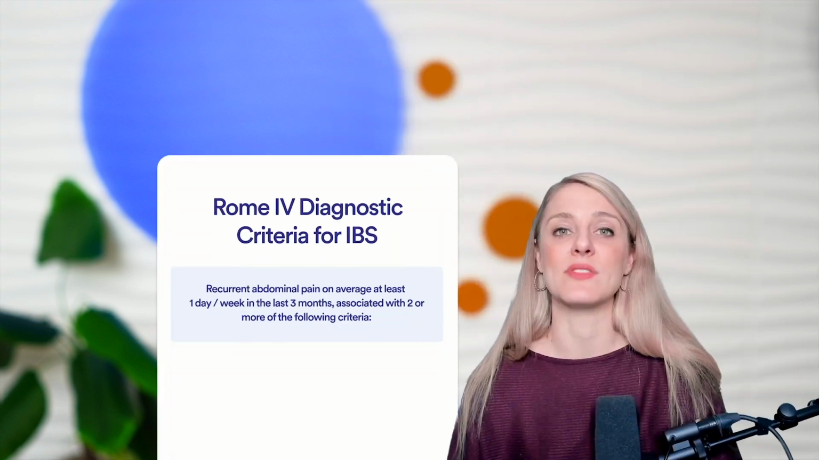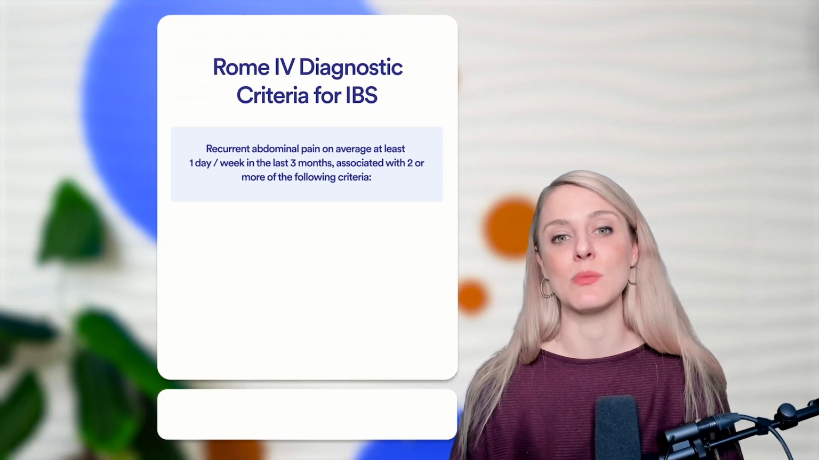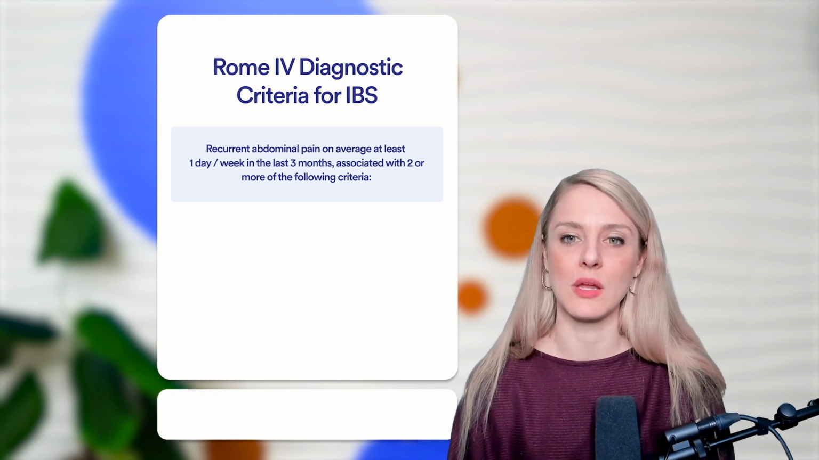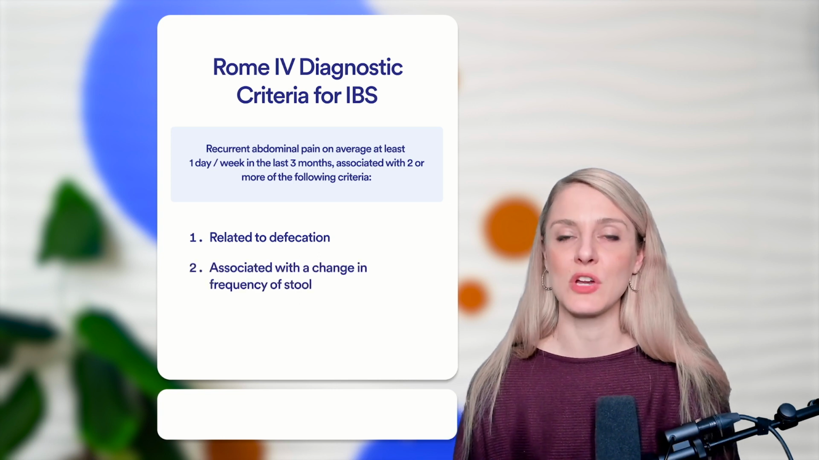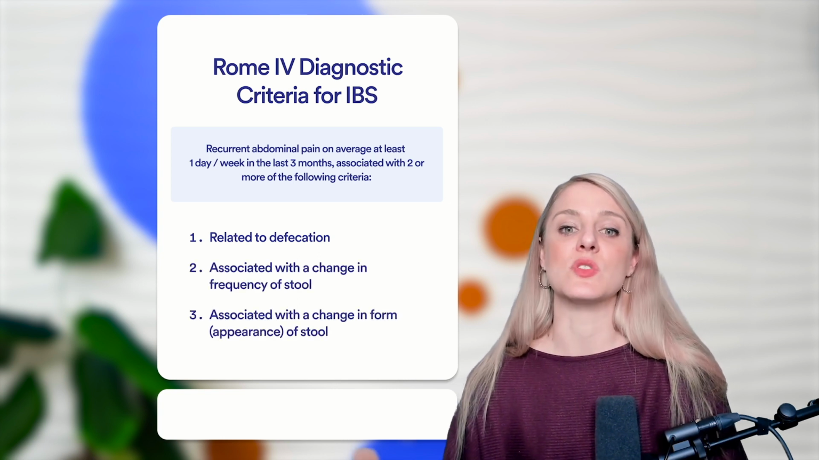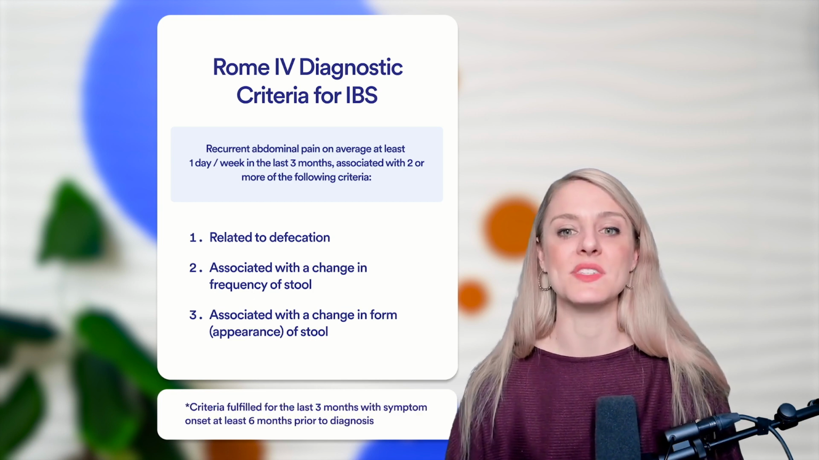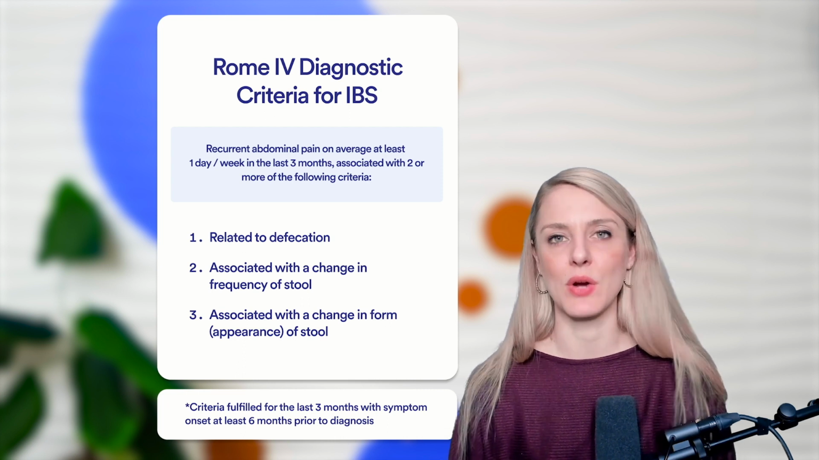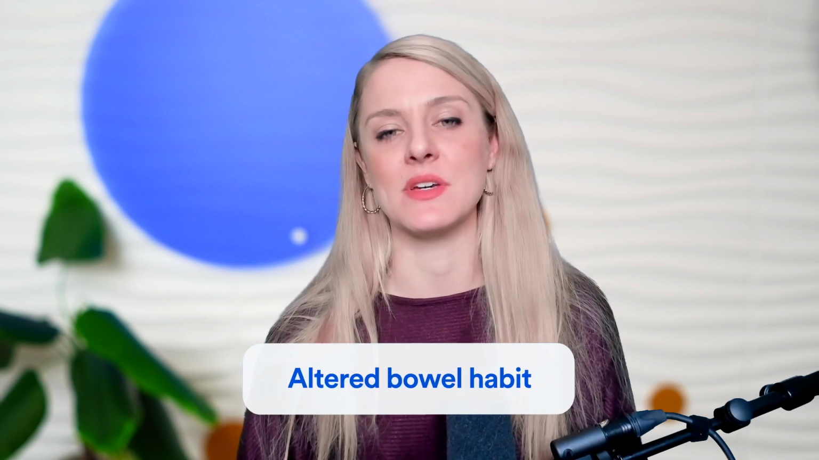And the Rome 4 diagnostic criteria for IBS stipulates that you have to have recurrent abdominal pain, on average at least 1 day per week in the last 3 months, associated with 2 or more of the following criteria: related to defecation, associated with a change in stool frequency, associated with a change in stool form or appearance. And these criteria have to be fulfilled for the last 3 months, with symptom onset at least 6 months prior to diagnosis. So basically, an IBS diagnosis comes down to there being 2 core symptom features, including having abdominal pain and also some form of an altered bowel habit experience.